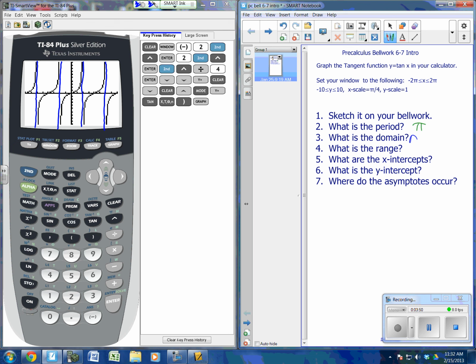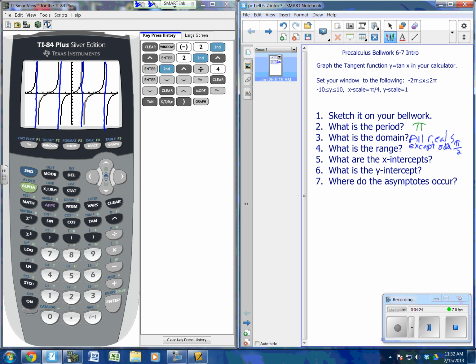Like you just said, all reals except odd pi halves. So 1 pi half, 3 pi halves, 5 pi halves, 7 pi halves, 9 pi halves, those are odd pi halves, because there are asymptotes right here. And remember, a vertical asymptote, when we talk about rational functions, is an imaginary line or barrier that the graph will never cross. So these are vertical asymptotes.